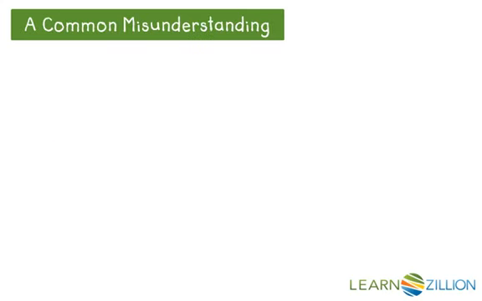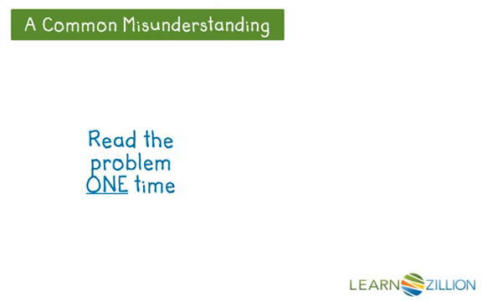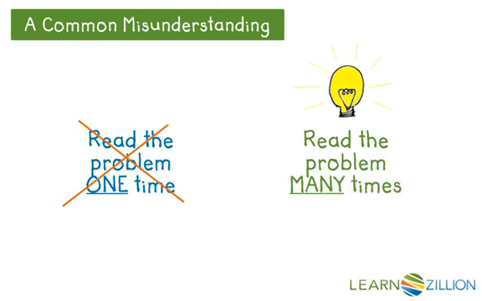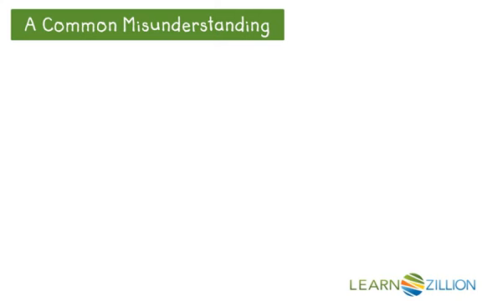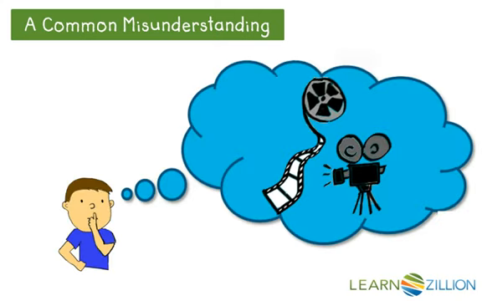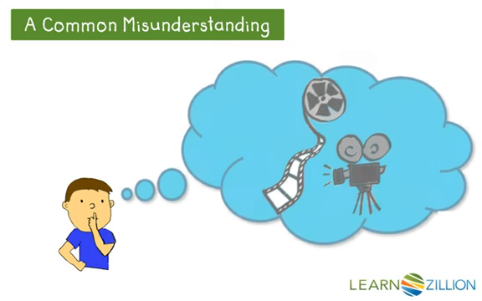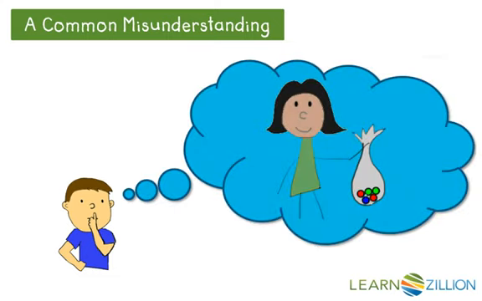A common misunderstanding that you might have is that all you have to do is read the problem one time, and you will perfectly understand what's going on. This is not always true. Great mathematicians read the word problem many times to make sure they understand what's really happening. An even better way to understand the problem is to make a movie in your head so you can see what's happening as you read it. When I was reading the problem about Mrs. Dawson and the marbles, I imagined a lady holding a bag, and I could see lots of different colored marbles on the inside of the bag.